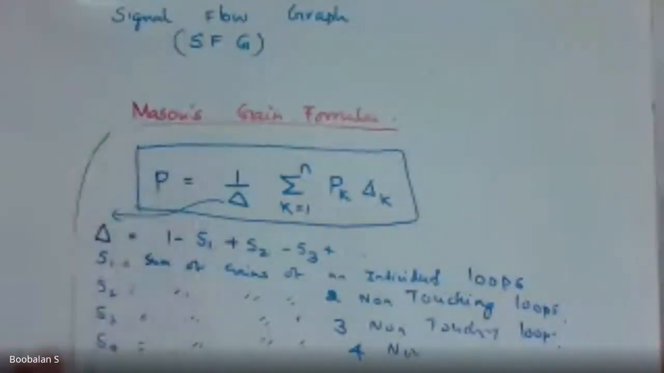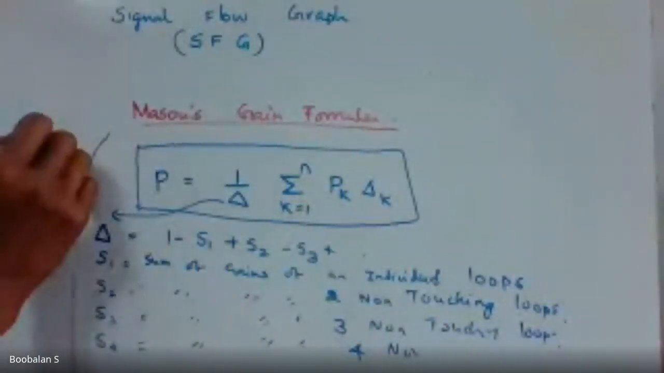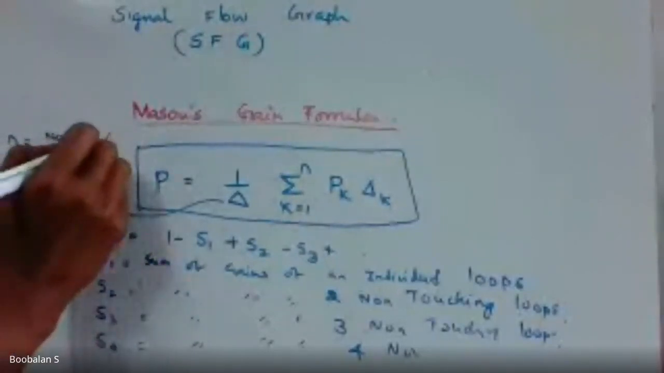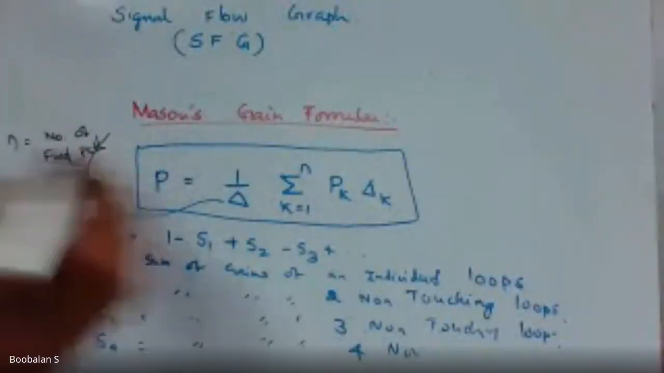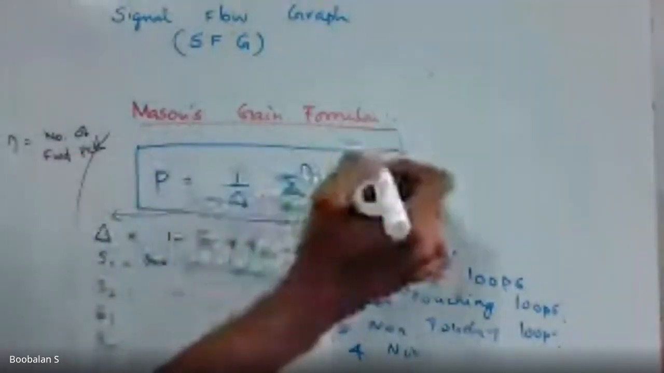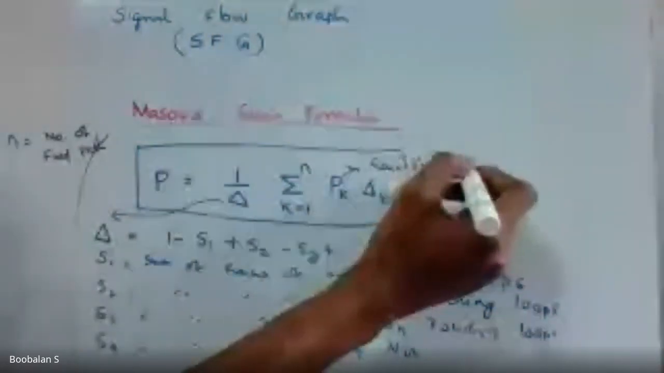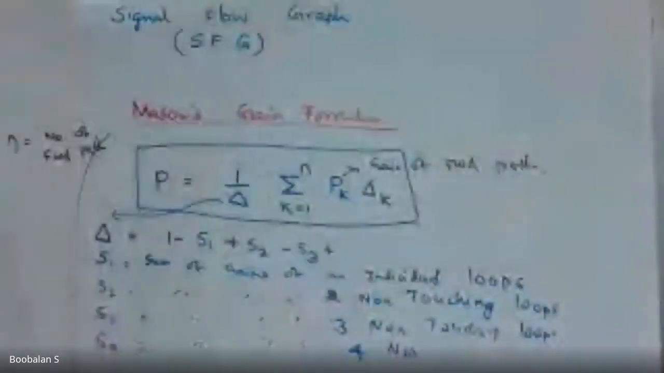Now, what is the small letter n over here, at the head of our summation? It is the number of forward paths. And what is P? Gain of forward path. Just note it down, make it fast.